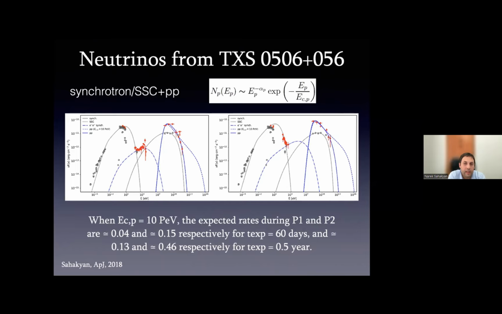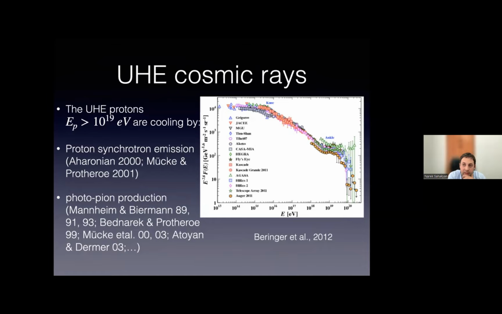But we need to remember that there is a second possibility, when the accelerated protons are interacting with the photons. In order to have a very efficient interaction, you need protons with energy more than 10 to 19 electron volts. So you need ultra high energy cosmic rays. But this is not a problem, because first, we are observing these ultra high energy cosmic rays, and second, the relativistic jets are considered a possible site where the ultra high energy cosmic rays can be accelerated.